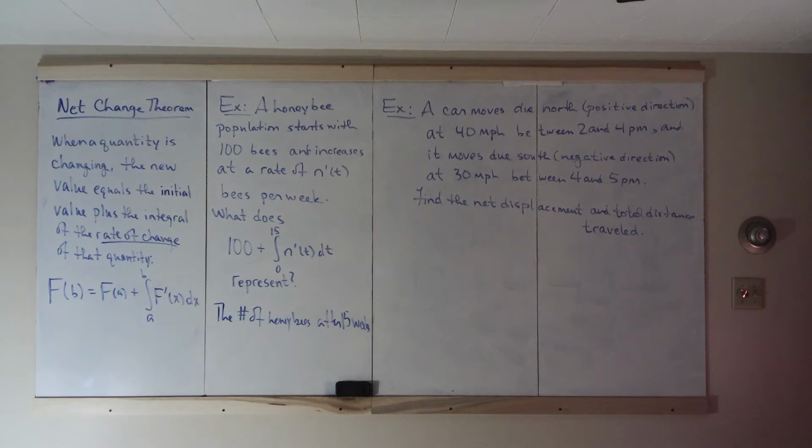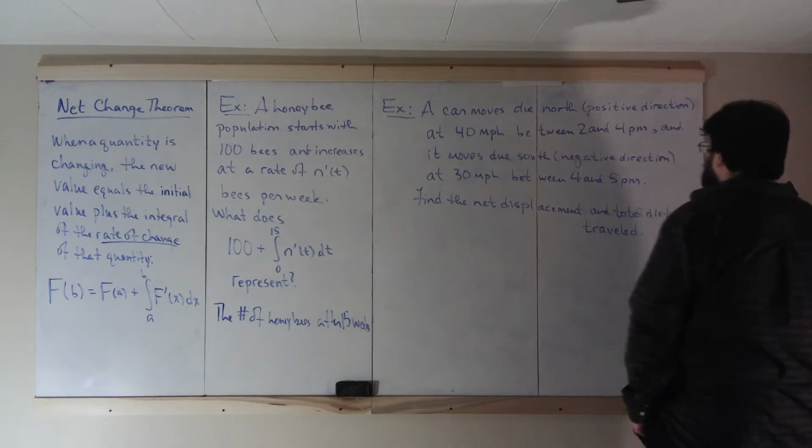A car moves due north at 40 miles per hour between 2 and 4 p.m. And it moves due south at 30 miles per hour between 4 and 5 p.m. Two things: find the net displacement and find the total distance traveled. Well, with this example, you can probably answer both of them without knowing any calculus.